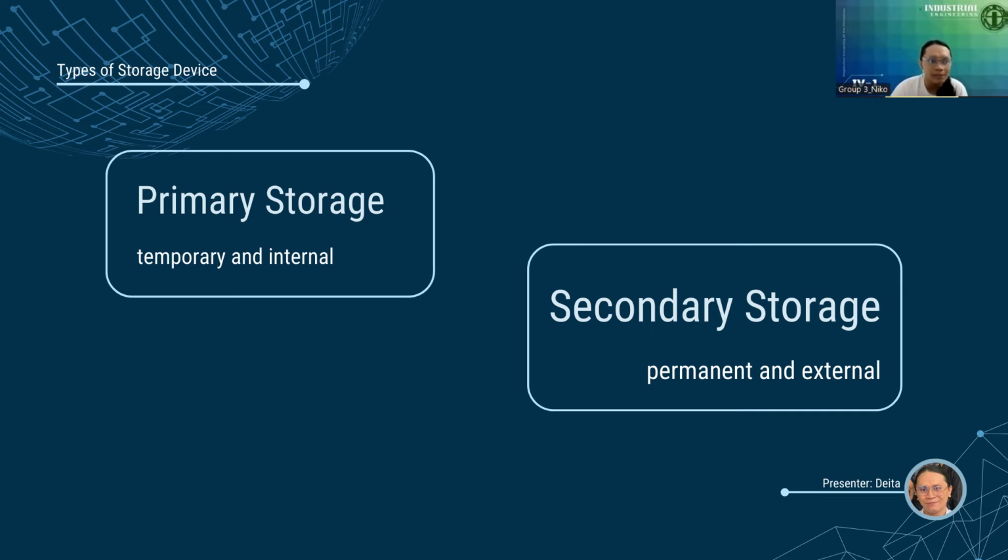So sa kabilang part naman ay secondary storage devices kung saan siya naman ang permanent and external. So meaning to say po ang secondary devices store data permanently and note exactly that they can either be internal or external to the computer. So these types of devices include hard disk, optical disk drive, and then USB storage device.